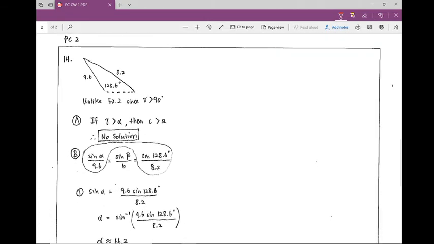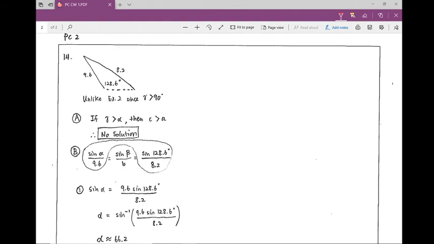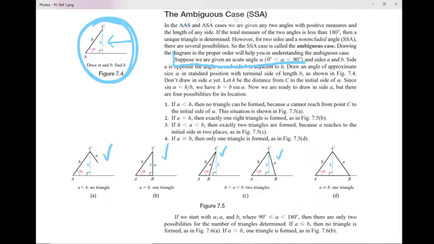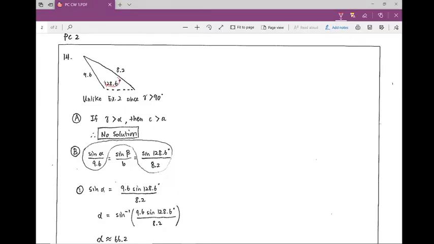Now number 14 is a very similar question, but the reason why I need to go over number 14 is even though it's not an ambiguous SSA case, we can get no triangles possible sometimes. So just like with number 13, I'm given a side, and an angle, but because the angle is not included between the two sides, this is an SSA case. Just like with 13, however, this is not an ambiguous SSA case since the reading specifically told us that the given angle must be acute. Our angle here is not acute. It is greater than 90 degrees.